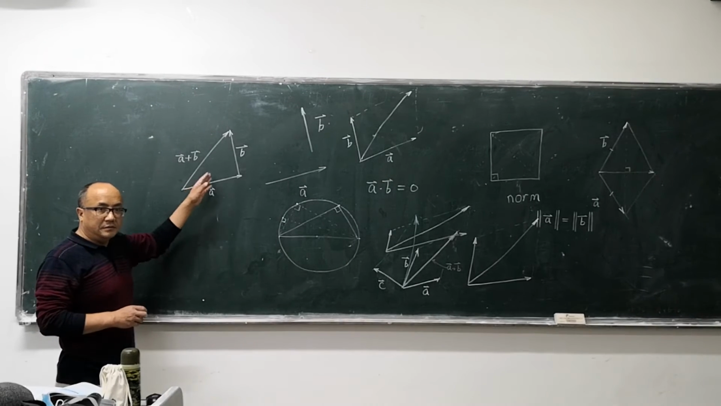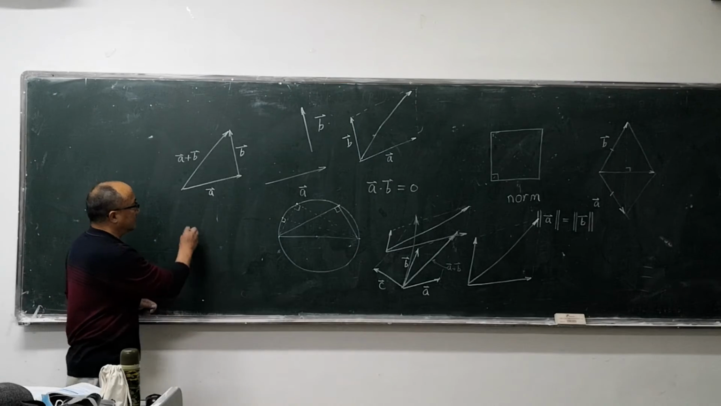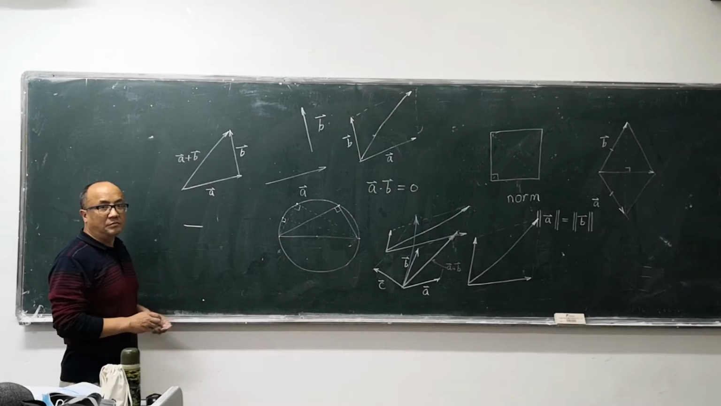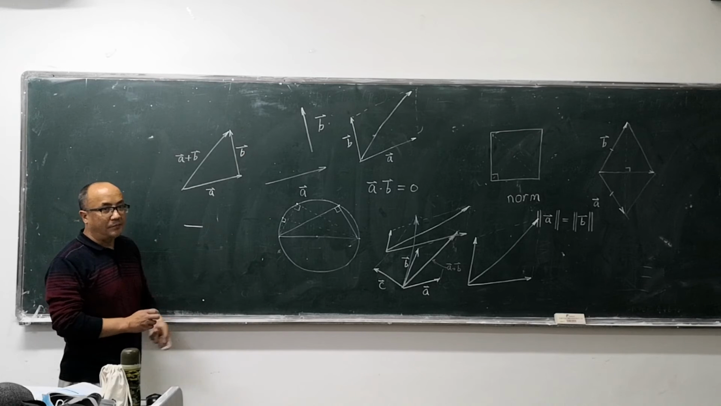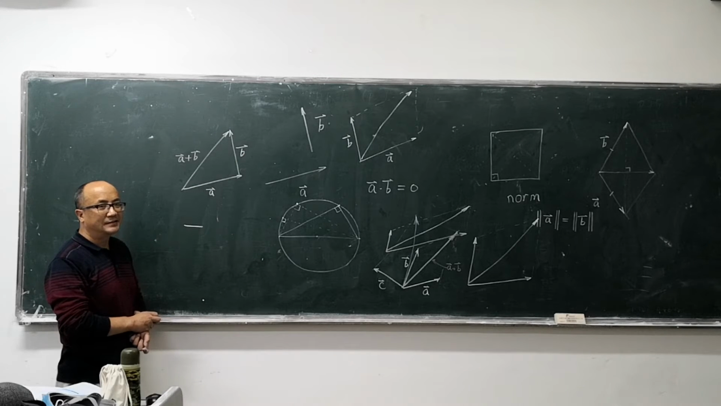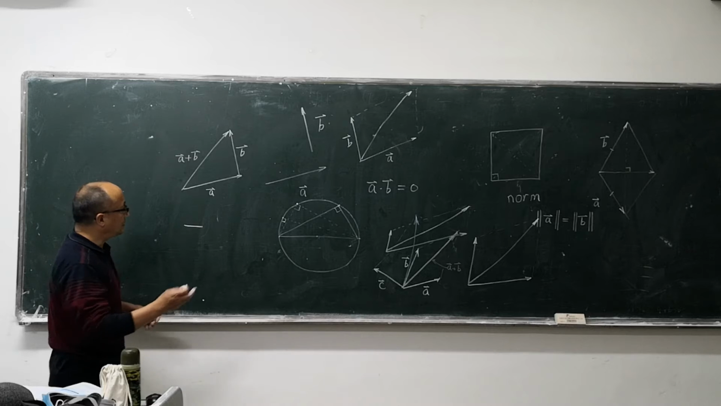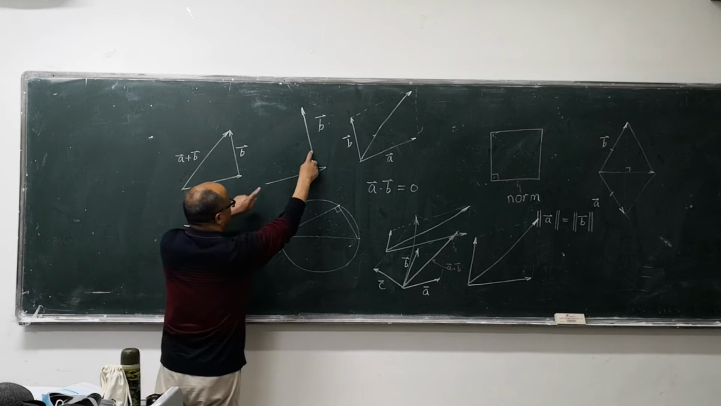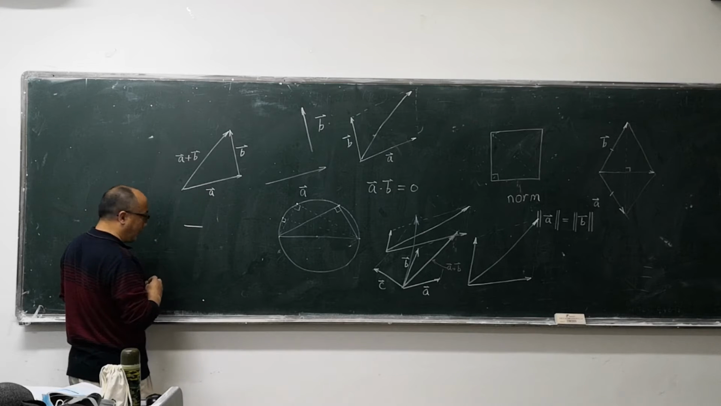Okay? Adding. How to do minus? A minus B, how to do it? How to do it? For minus, you need to put the two ends together. You need to put the two ends together.